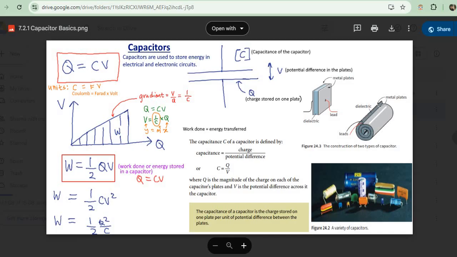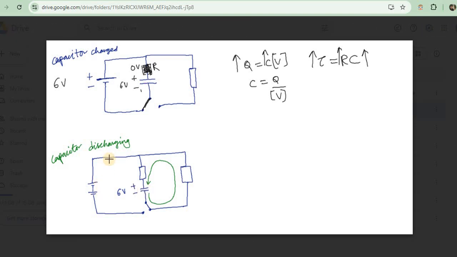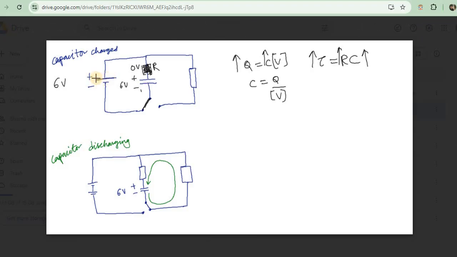I don't think we discussed that yet, so let's see. Now this is the symbol for a capacitor. Two lines of equal length are here, so you can compare this with the symbol for a cell. The symbol for a cell has one long line and one short line. Here both lines are of equal length.